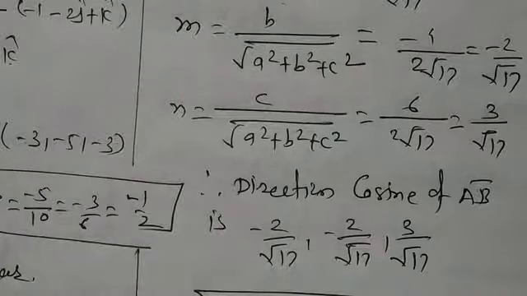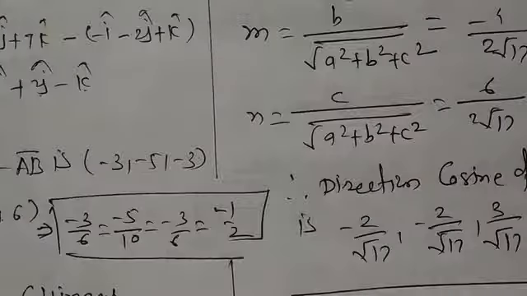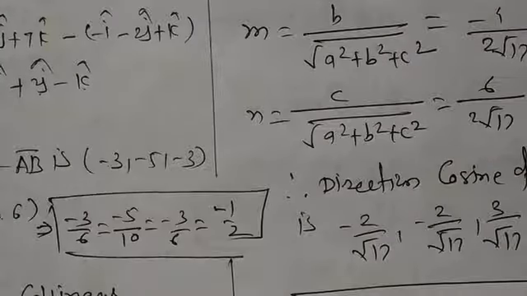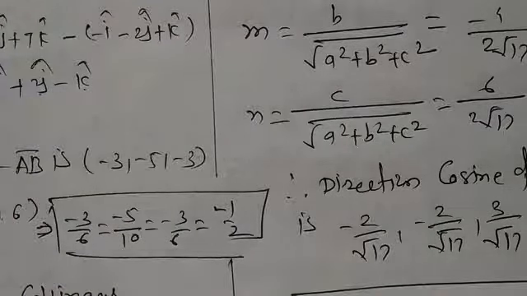Now today we know the direction ratio and direction cosine, and the relation between direction cosine and direction ratio also. In the next lecture you have to study the equation of a line in space. Till then, you have to study seriously.